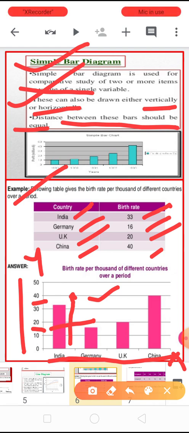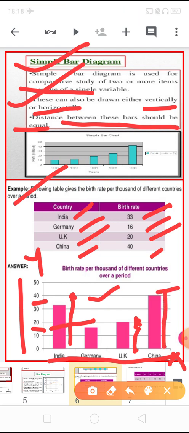Then we have the United Kingdom, that is UK, and the birth rate of UK is 20. So this is the height of this bar. Then we have China, and the birth rate of China is 40. So this is the presentation of the vertical bar diagram, and this is the first form of presenting the data, that is the simple bar diagram.